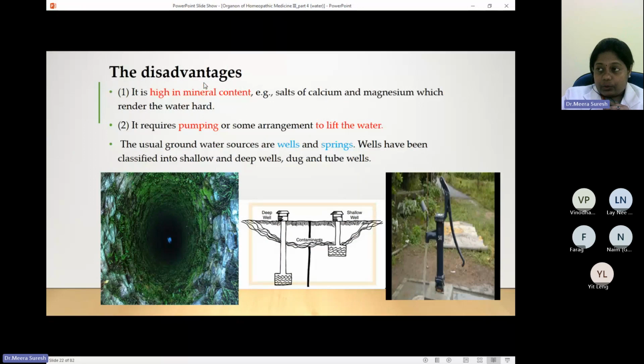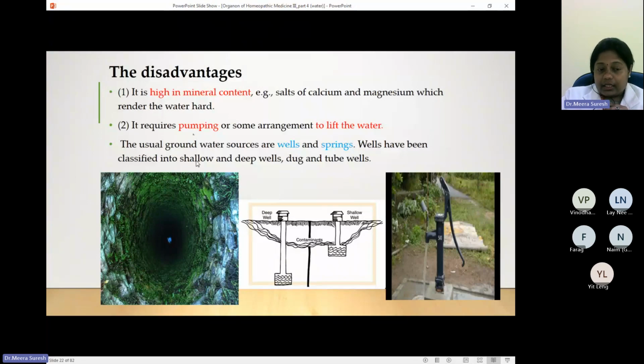So, what are the disadvantages? We saw the list of the advantages. What are the disadvantages? Because it is under the soil, a lot of minerals can get mixed into the water. That itself is one of the biggest disadvantages. The water will be high in mineral content. So when we taste, we will have that difference, that hard water taste. We can feel that. The salts of calcium and magnesium which render the water hard, so that taste will be there.